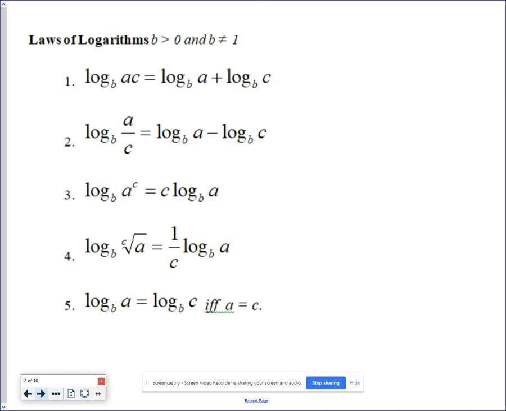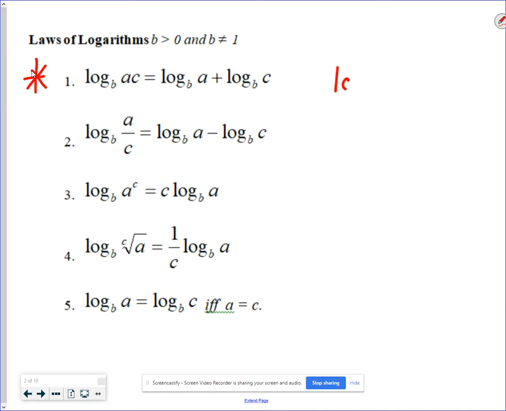So what's important about these properties is you want to be able to go back and forth. You want to be able to go from the left side to the right side sometimes, but sometimes it's going to be helpful to go from the right side to the left side. So basically, these are the rules for how you can add, subtract logarithms here. So if you look at property number 1 here, you got 2 logarithms over here.